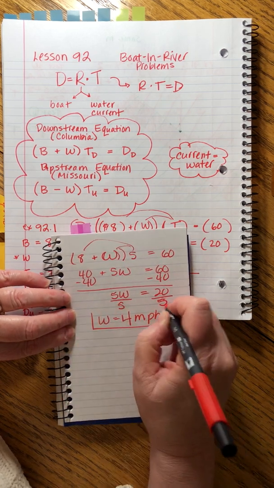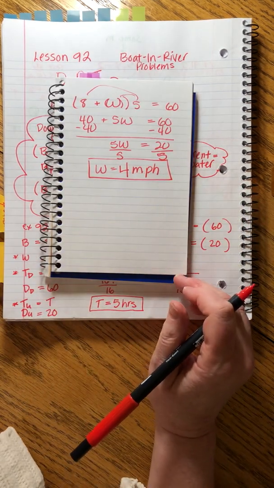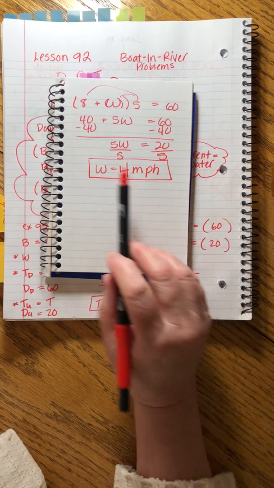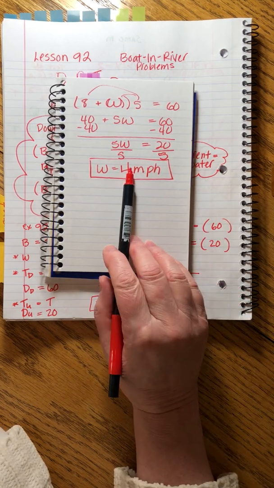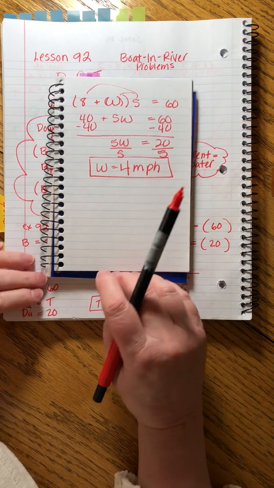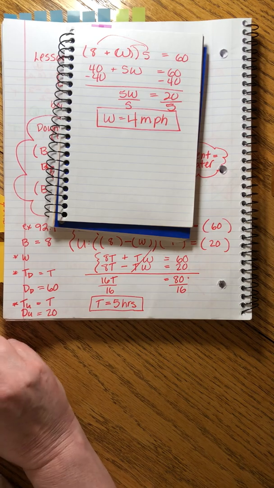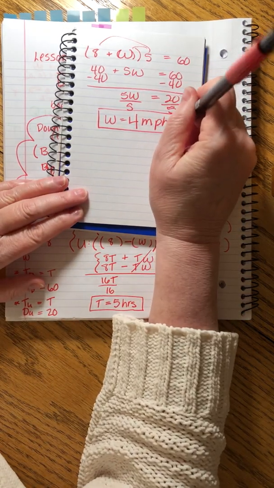I get the units just out of the story. There's nothing magical about that. All right, so John asked us, what was the speed of the current? Water and current are the same thing, so it's 4 miles per hour. And what were their times? It took them 5 hours both times. Make sense? Yay.